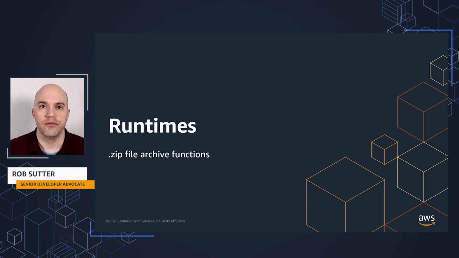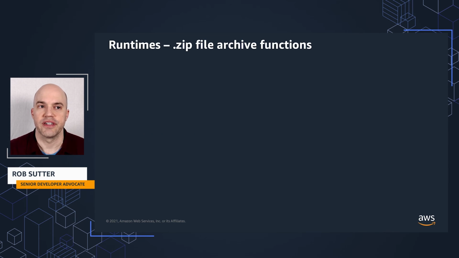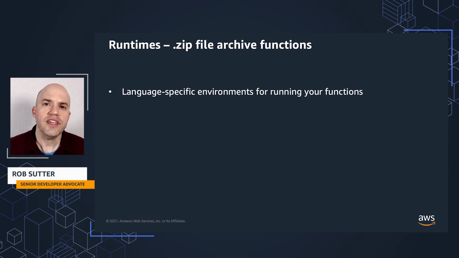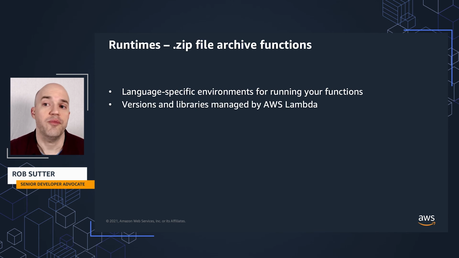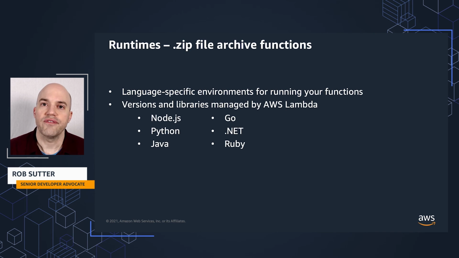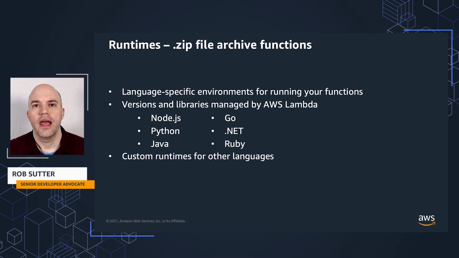Runtimes are also different between the zip file and the container image experience. Runtimes are nothing more than language-specific environments for running your functions. In the case of an interpreted language, such as Node.js, it's the interpreter itself and the standard libraries. Now, these versions and libraries are managed by AWS Lambda for you. We currently offer 6 managed runtimes that you see here on the slide: Node.js, Python, Java, Go, .NET, and Ruby. AWS also offers custom runtimes for other languages.